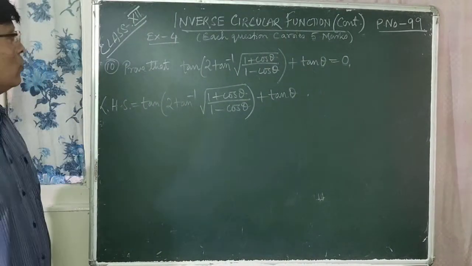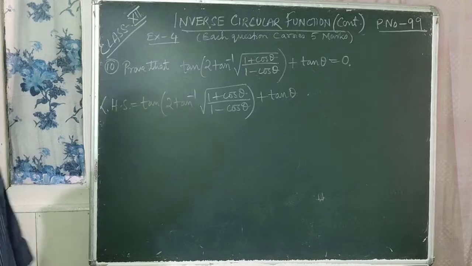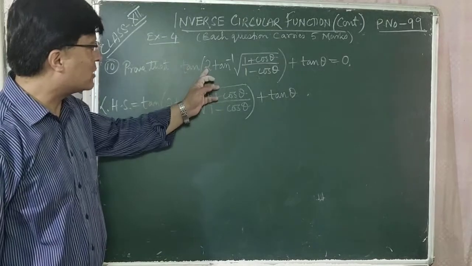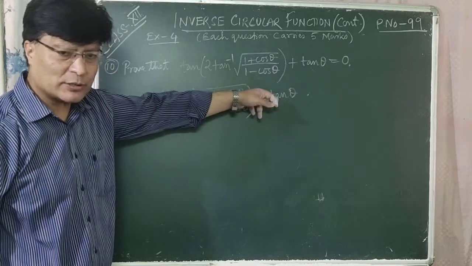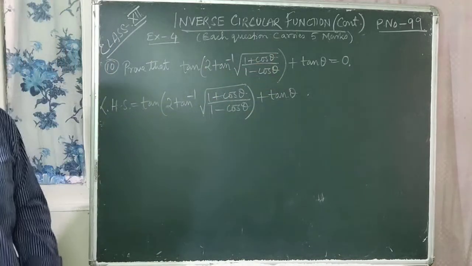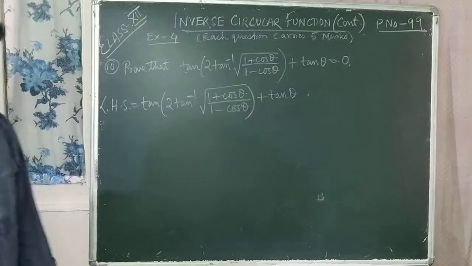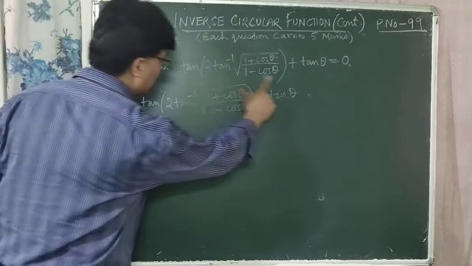So now we will prove question number 10. So prove that tan of within bracket 2 tan inverse within square root 1 plus cos theta upon 1 minus cos theta bracket close plus tan theta is equal to 0. You have to prove LHS is equal to 0. Okay. So let us write down this left hand side.